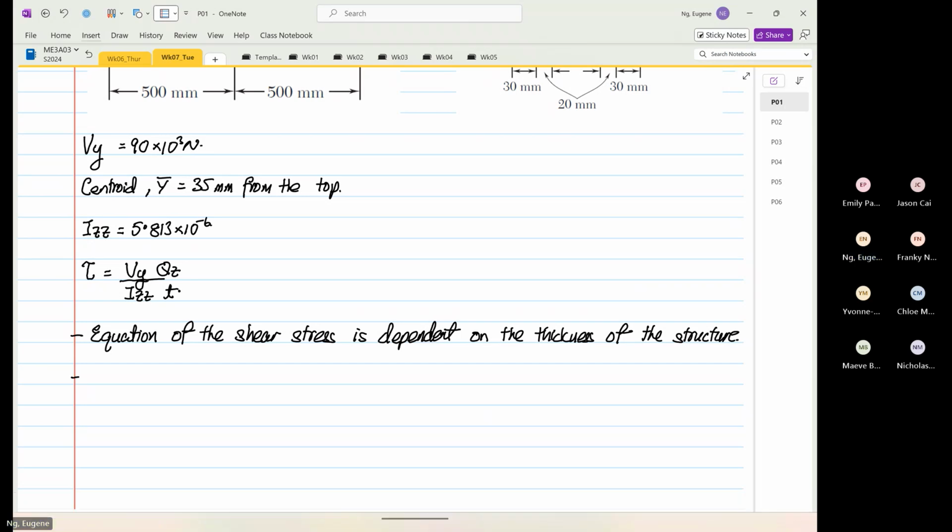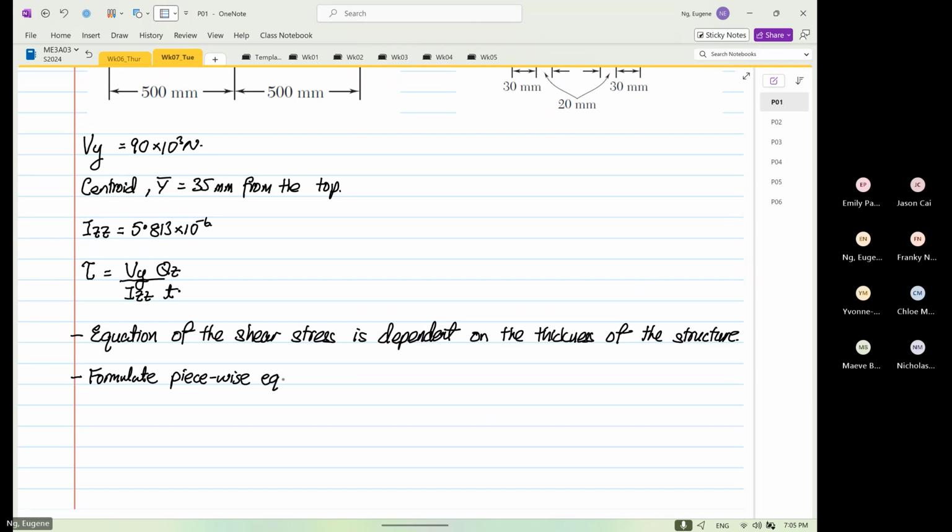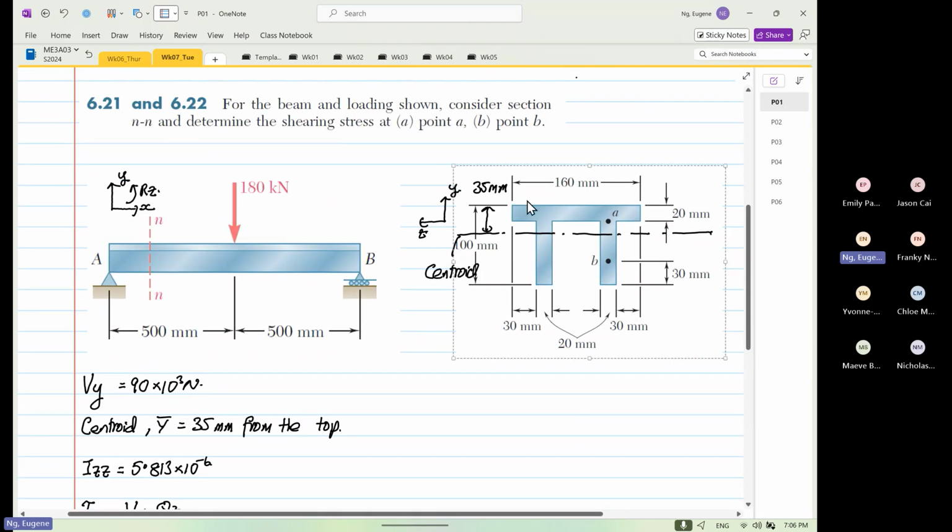In general, we will formulate a piecewise equation that is dependent on thickness. I'm going to show you what I mean by this term. Now let's look at the cross-sectional view.